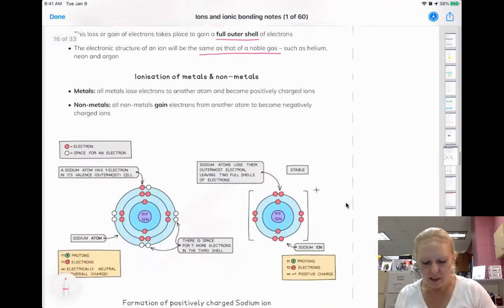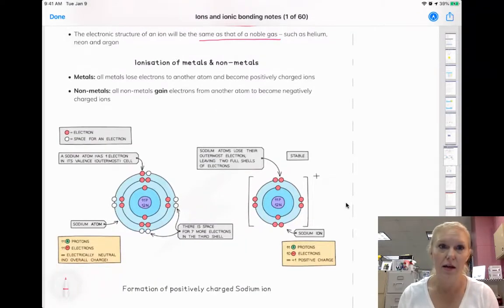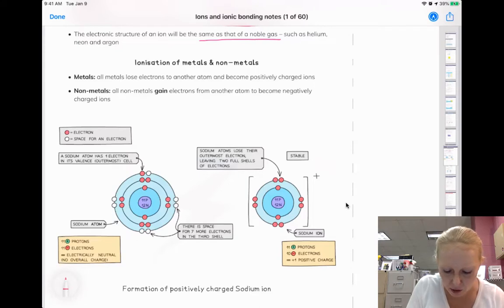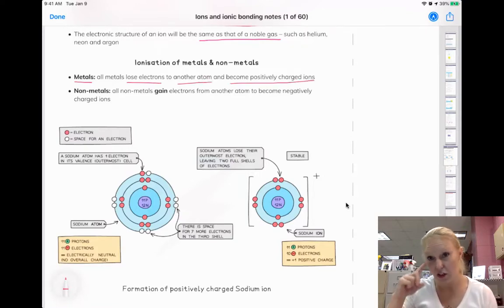When it comes to how you determine if something gains or loses electrons, you can go by a rule of thumb. If it's a metal, the metals are going to wish to lose electrons to another atom and become positively charged ions. So they're going to give away an electron to become stable. Let me do an example for you.